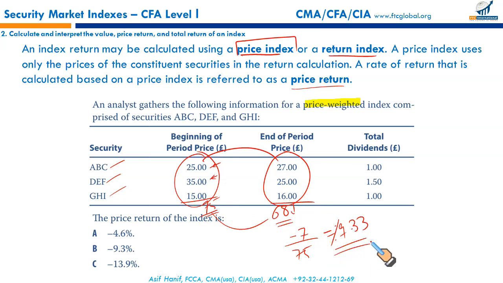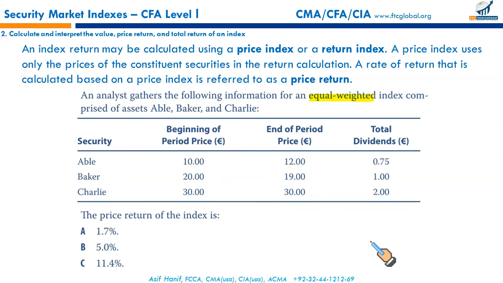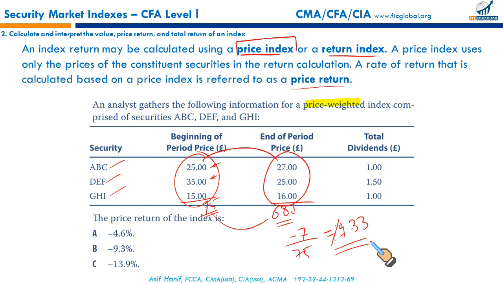This is called price return. Now we need to consider here, in this index, there were 3 stocks and each had a weight equal to the price it had. So the weight of ABC is 25 upon 75. The weight of DEF is 35 by 75. So the weight basically is represented by the prices, right? And at the ending period, since prices have changed, the weights have changed as well, right?